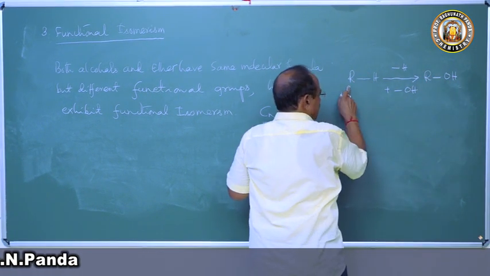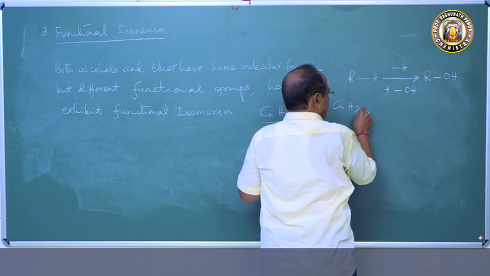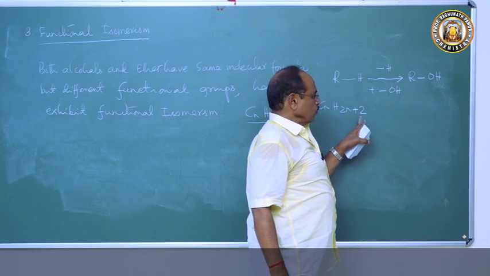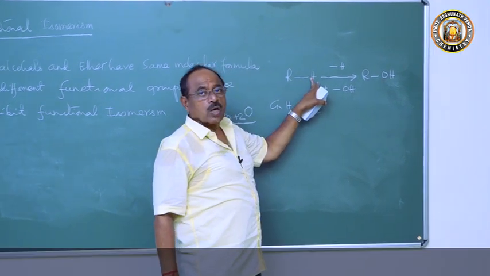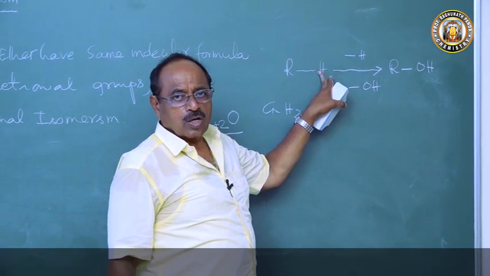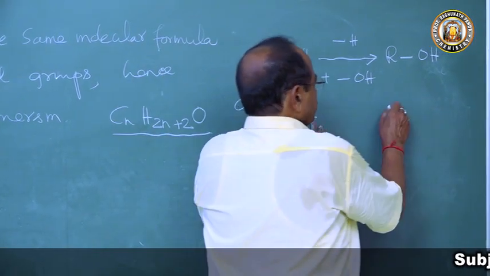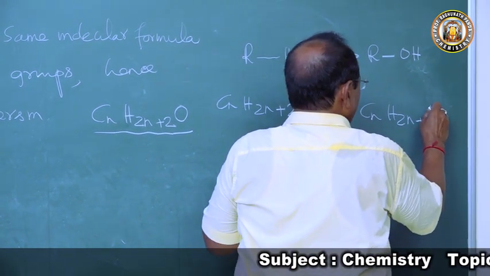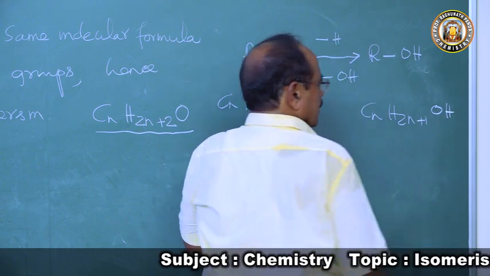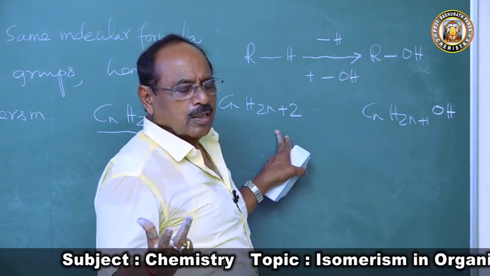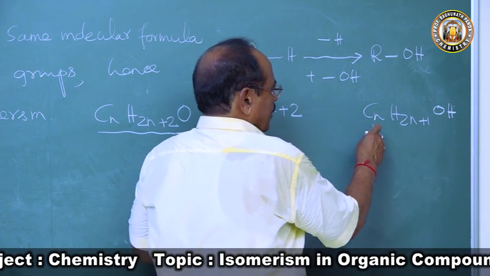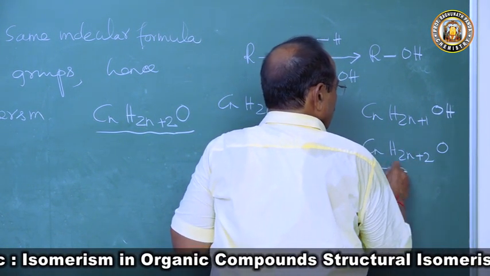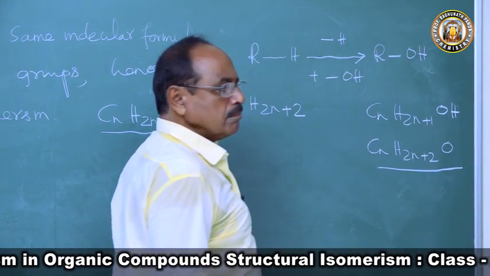What was my R? RH is from an alkane, with molecular formula CnH2n+2. And what has happened? A hydrogen is gone. What will this become? This will become CnH2n+1. And OH is attached, since the functional group of alcohol is OH. So what will the formula be? This will be CnH2n+2O. So this is the molecular formula of alcohol.